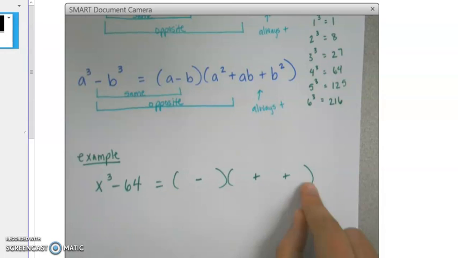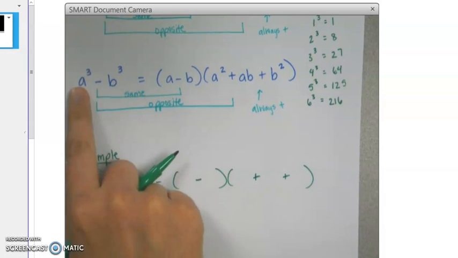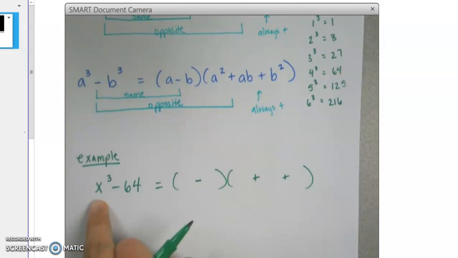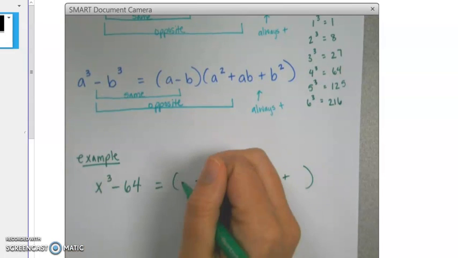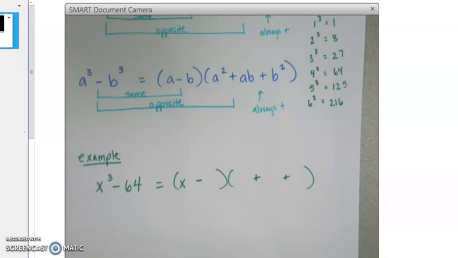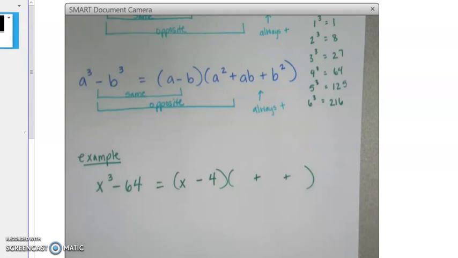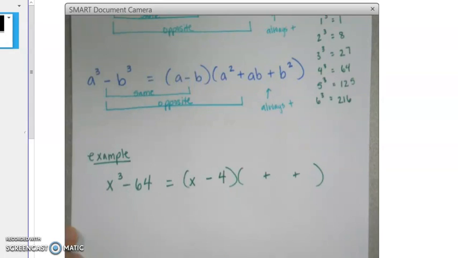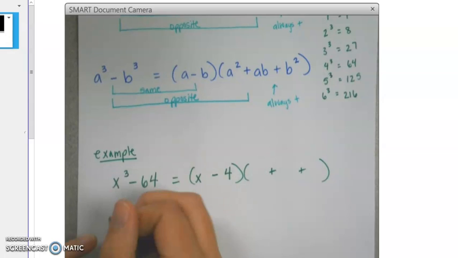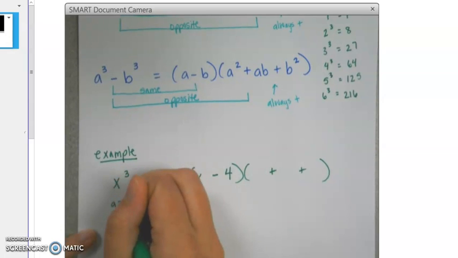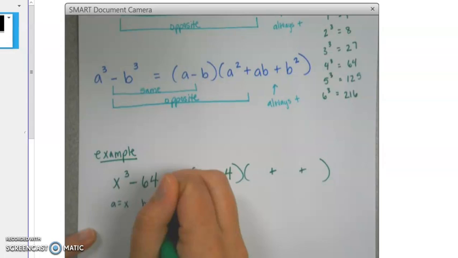Now we're just going to break it down. So if a cubed, the cube root of that is a, the cube root of x cubed is x. Same thing, the cube root of 64 is 4, so my first factor is just x minus 4. Now sometimes it helps, you don't have to do this, but sometimes it helps if you write what each one is. So in this one, a is x and b is 4.